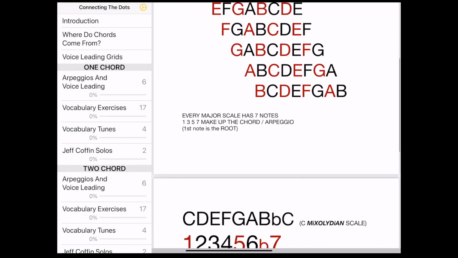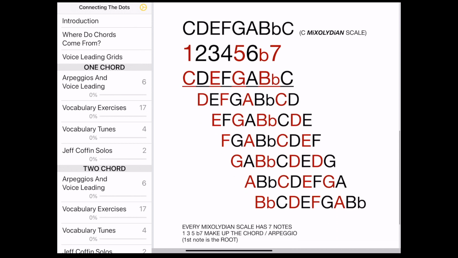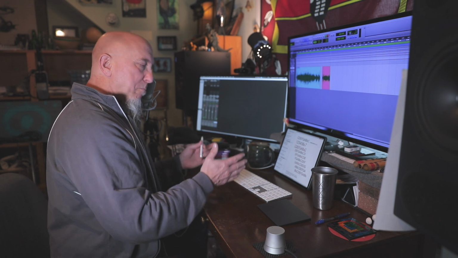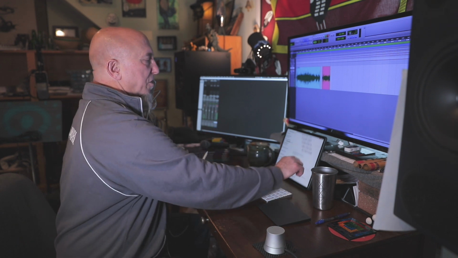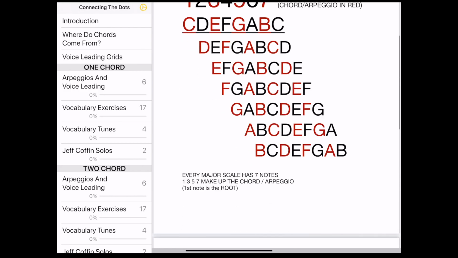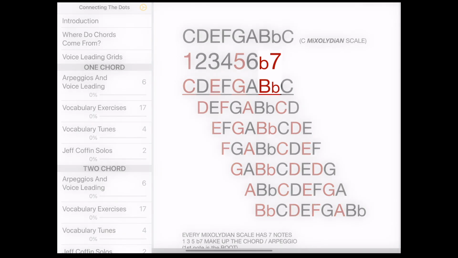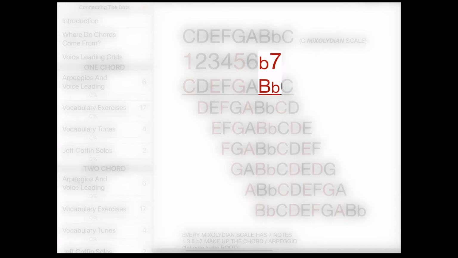And then I've given you another chord. So when we have a flat next to a number, like if I say a chord has a flat 7th, that's in reference to its parent major scale. So you can see that C major has a B natural, and then the C mixolydian scale has a flat 7. So that B is flatted in that scale.